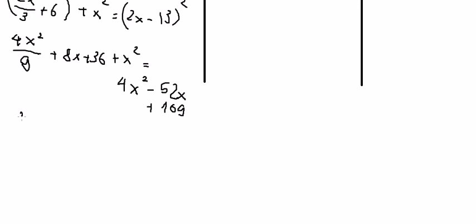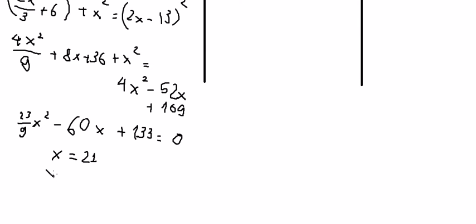So you get 23 over 9 x squared. We have 8x here, and you get negative 60x, and 36 goes here. We get 133. We get x equal to 21, and x equals 57 over 23.